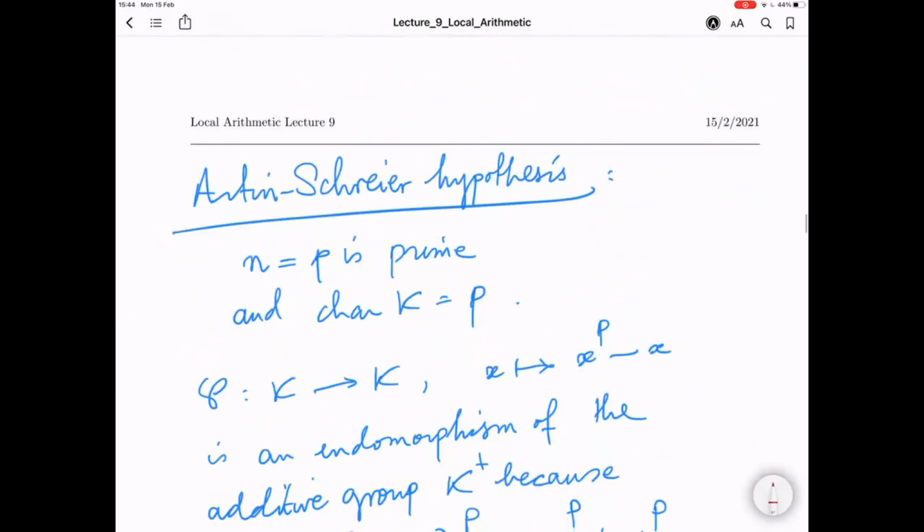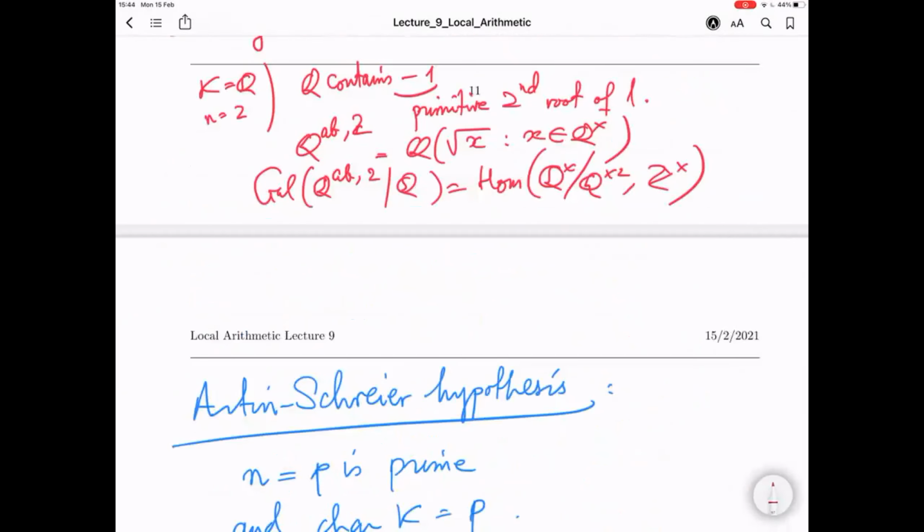Now, this Kummer theory can never work. Suppose I had an arbitrary field K and an integer n. Suppose n is prime, n is equal to some prime p, and the characteristic of K is also equal to p.